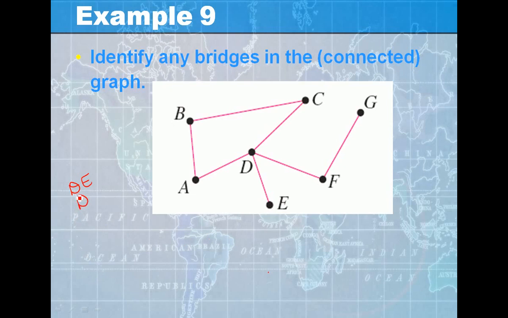I could not take out DF because that would leave F and G as a separate part. And I can't take away FG. FG is also a bridge because that will disconnect G from the rest of the graph.